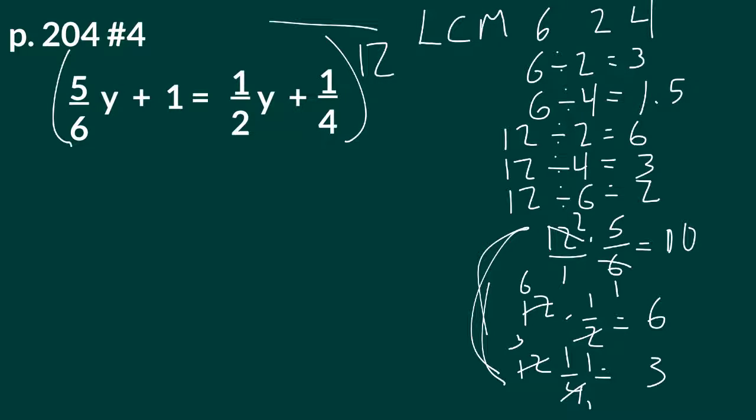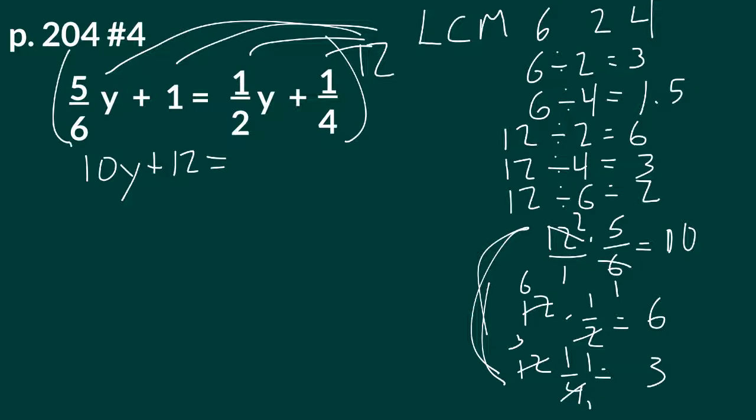So I distribute the 12 to all 4 terms on both sides of the equal sign. 12 times 5/6 y is going to give me a 10y. 12 times 1 is 12. Equal sign is still there. 12 times 1/2 is giving me 6y, and 12 times 1/4 is going to give me 3.